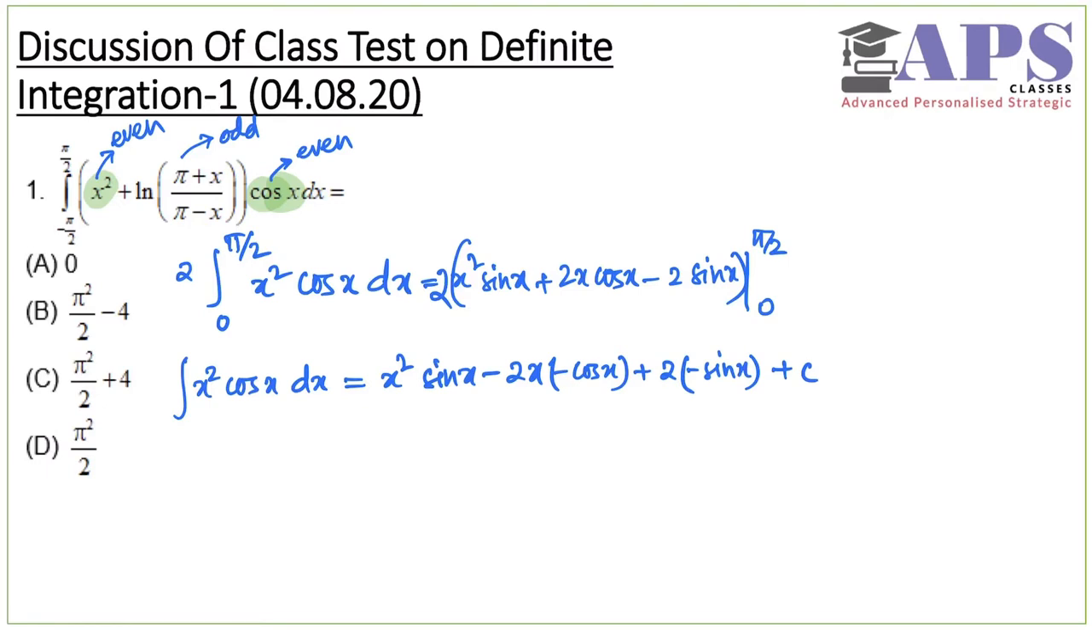Now when you put the limit, if I put pi by 2, with the 2 outside, we get pi square by 4, sin pi by 2 is 1, cos pi by 2 is 0, again sin pi by 2 is 1, so minus 2. And then when you put 0, sin x becomes 0, and here also 0, 0. So this is the answer, which in fact matches option B.